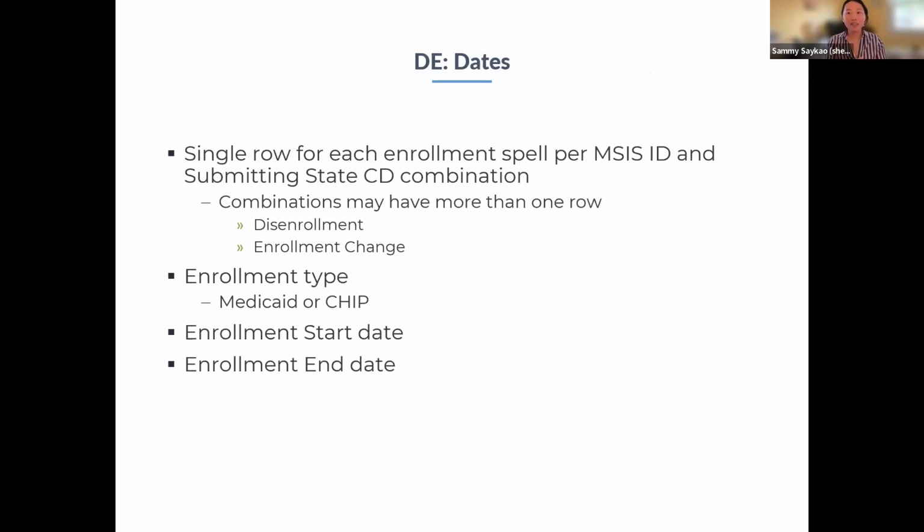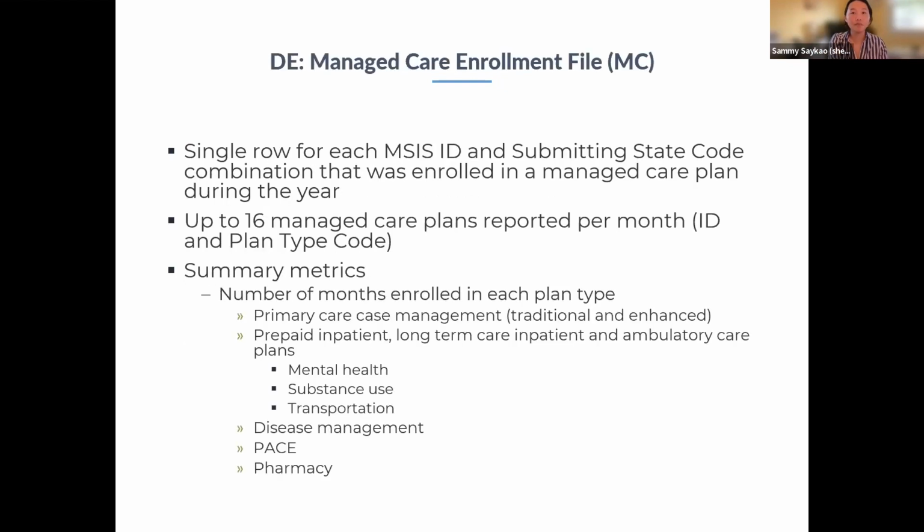So let's start with the date file. For the date file, each row represents an enrollment spell per MSIS ID and submitting state code. I just want to point out here, if a beneficiary has multiple enrollment spells, you should anticipate seeing multiple rows for that beneficiary in this file. This file also includes helpful information such as enrollment start date and end date. This is different from the base file, which gives you a monthly indicator of how many days in this month the beneficiary had enrollment. This file you can also use to identify enrollment type.